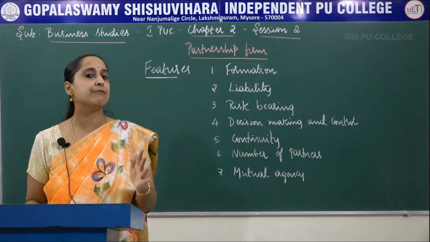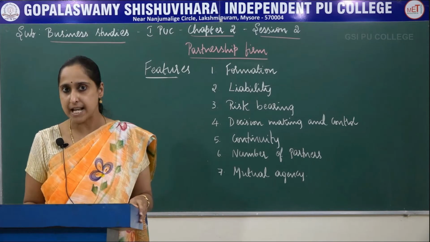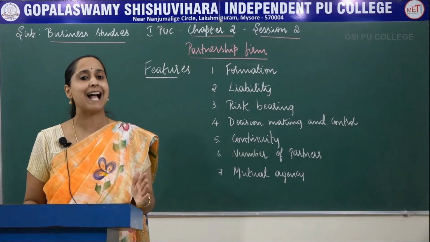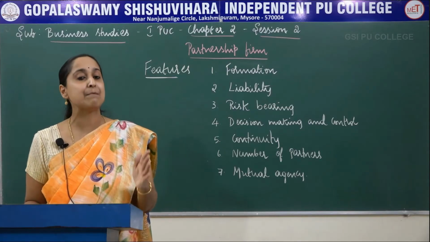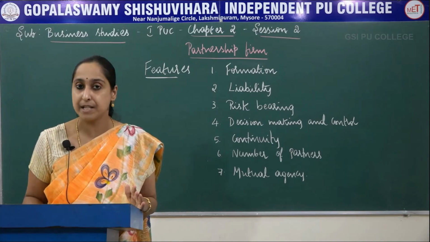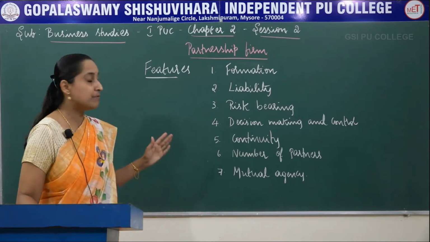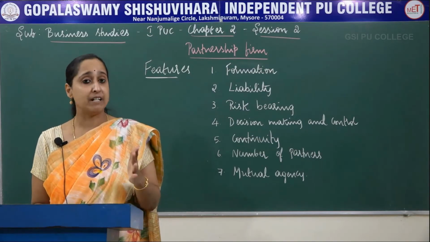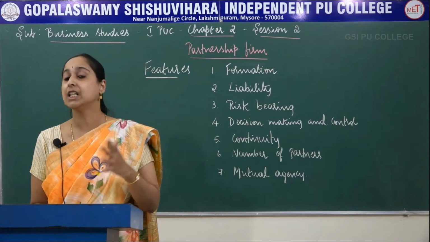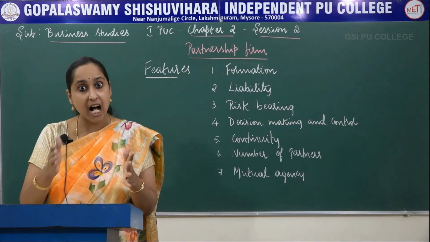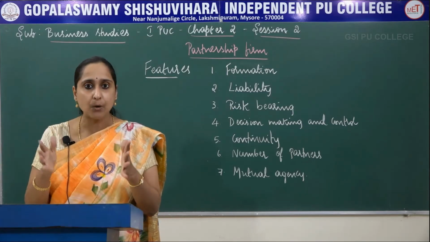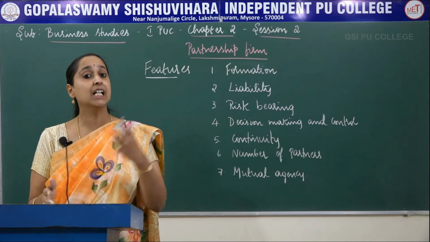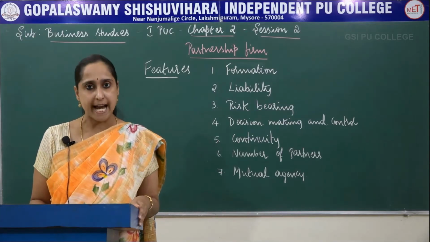Next is number of partners. The minimum number of partners required to start a business is 2. According to section 464 of the Indian Companies Act 2013, the maximum number of partners is 100. Next is mutual agency. Let us assume there are 3 partners. If one of the partners makes an agreement with a third party, he has to consult the other 2 partners. Without consulting them, he cannot make a contract with the third party. So that is mutual agency.